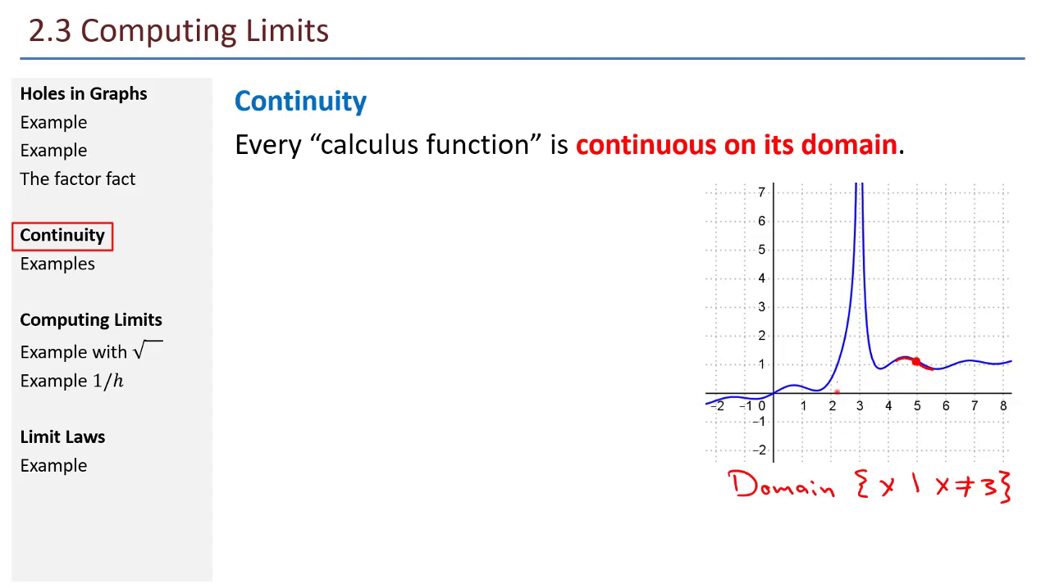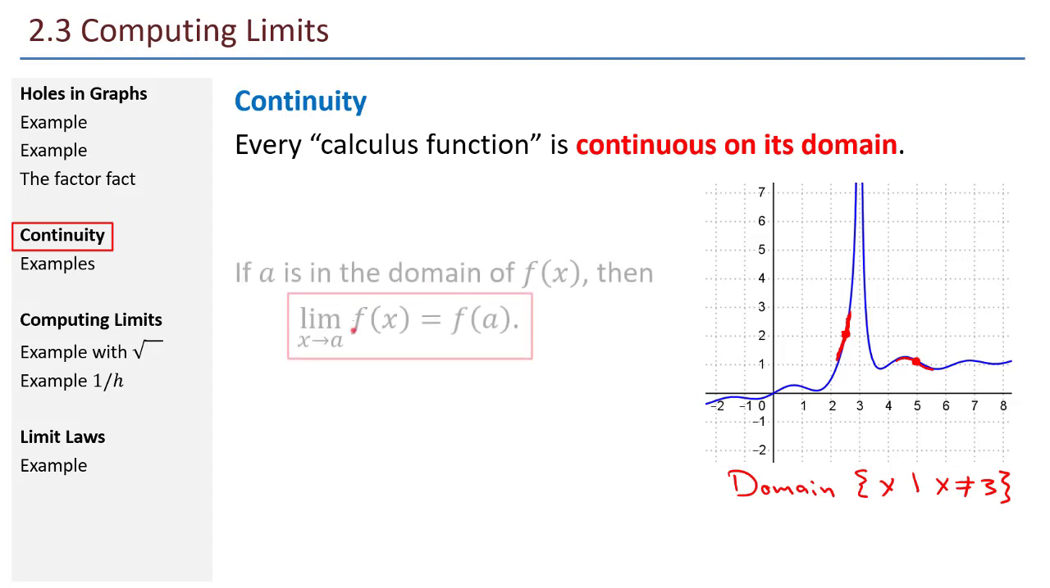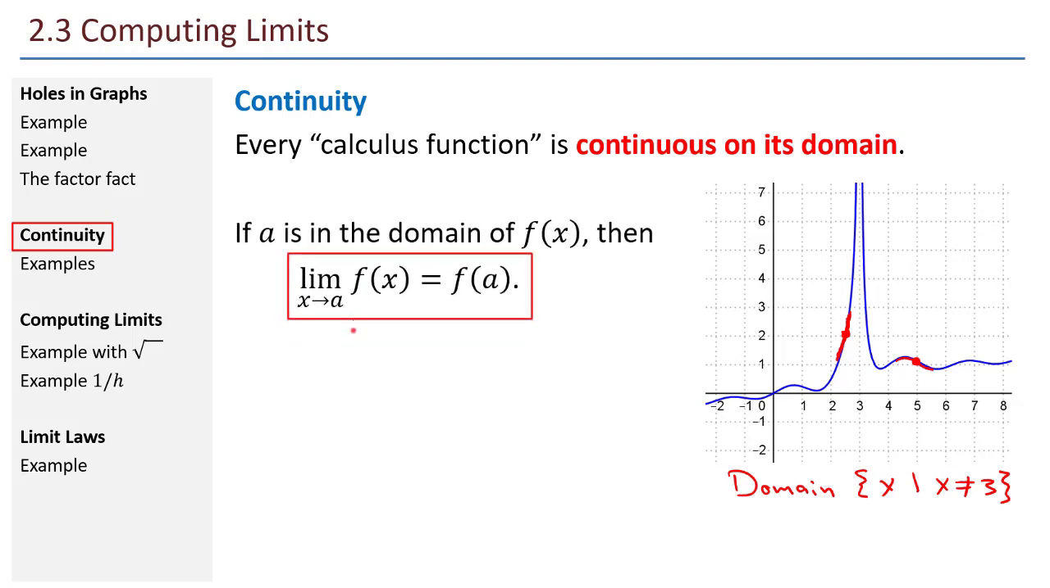Or what about 2.5? I go to 2.5, I go up, I put a point on the line, and look at that. That curve is nice and smooth right through the point. So, as long as I consider only points in the domain of the function, then that function is continuous at those points. And that's what this expression says. If a is in the domain of f of x, then the limit as x approaches a of f of x actually equals f of a. That is, the curve goes nice and smoothly right through the points.